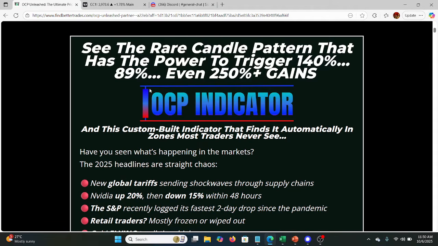Thought I'd do an update on the gold 1 minute chart that I talked about earlier today on the OCP indicator. If you haven't seen that video, it's the previous video from this one. Definitely check it out because I'll kind of go through what happened today on it and also what's happening now on it as well.